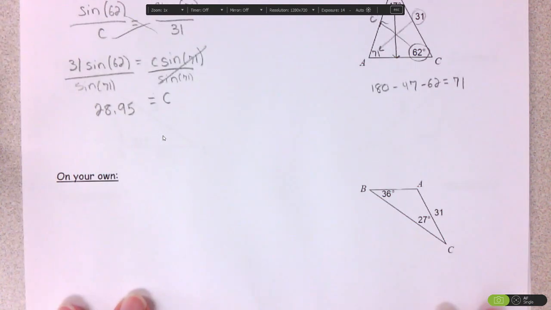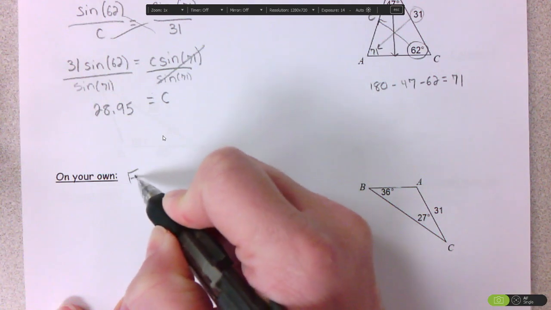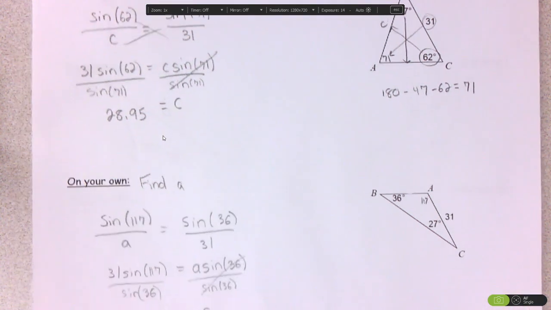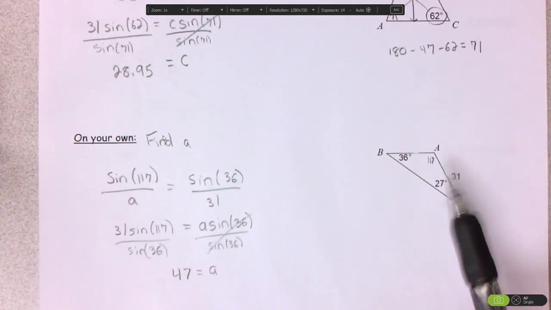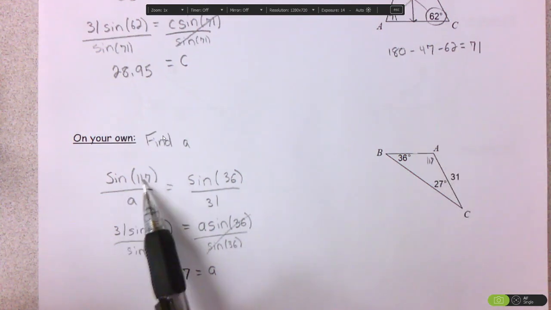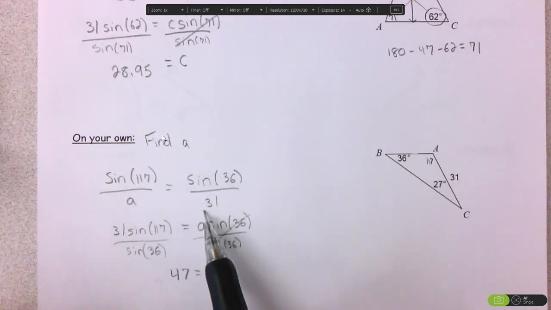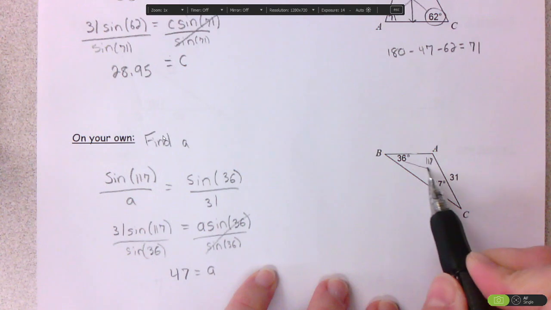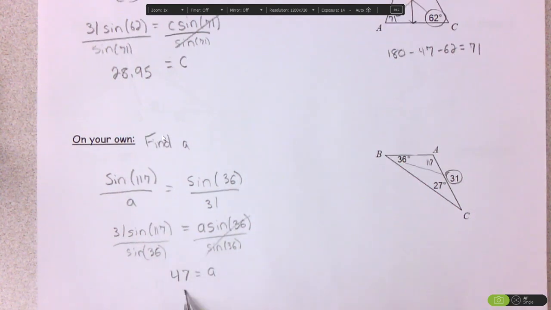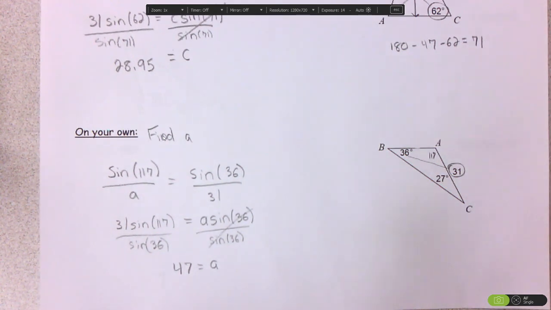So, next one on your own, I'd like you to find side A. Try that one on your own. All right, so we had to find the angle A because we need the side across from it. That should have been 117. So our setup is sine of 117 over A equals sine of 36 over 31, because the side across from the 36 is 31. Cross multiply, we end up dividing by sine of 36 and we get 47. It was 46.99, but we'll round that up to 47.